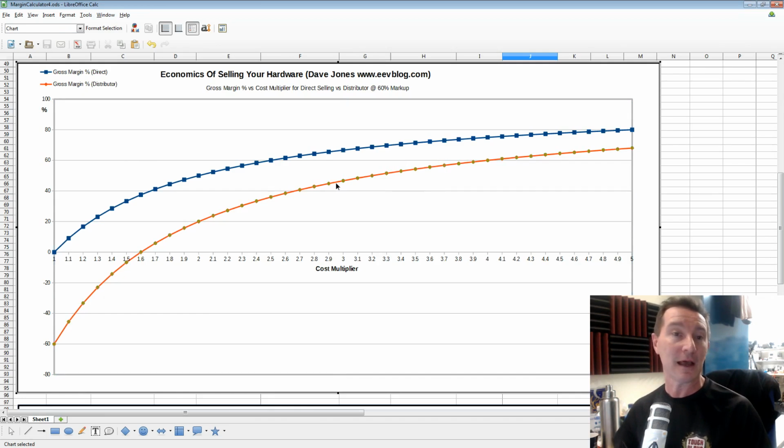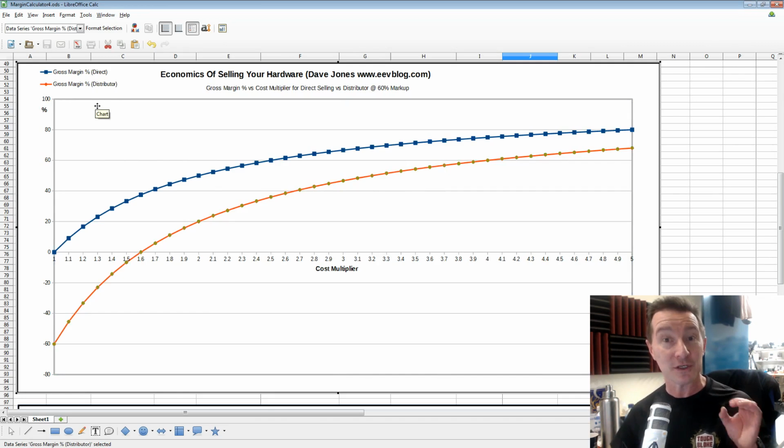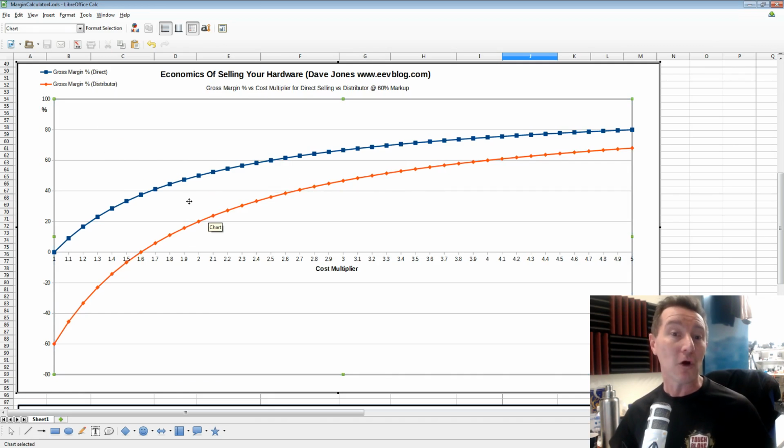But you'll notice that if we have a look at the gross margin percentage if we use a distributor, i.e. a reseller, because of that 60% markup, we have to sell at a cost multiplier of at least 1.6 times to break even, at least. So we've had a figure of roughly 2.5 here, and you can see that you start getting in the ballpark, and you see that the difference between these two here, once you go up to cost multipliers of 3, 4, 5, there's not much difference. It's diminishing returns in terms of the difference that you'll get in profit between the two.